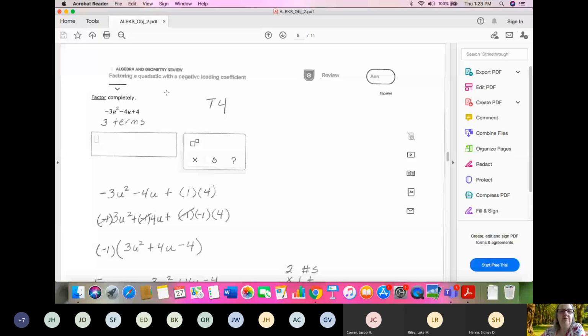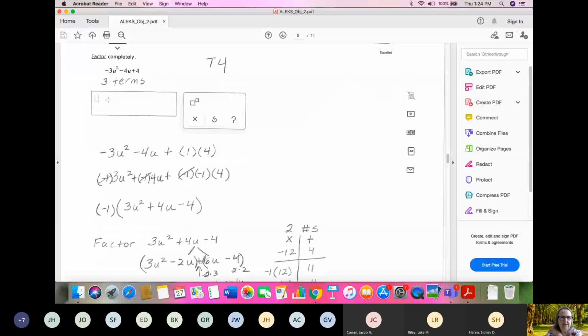We have 3 terms here. Terms are added. So we've got -3u squared plus the term -4u, and then we've got the term 4. When we have 3 terms, we really need to look at factoring those 3 terms, which we can do by the MN method of ALEKS or the very similar AC method that I've been presenting. So let's do this one by the AC method.